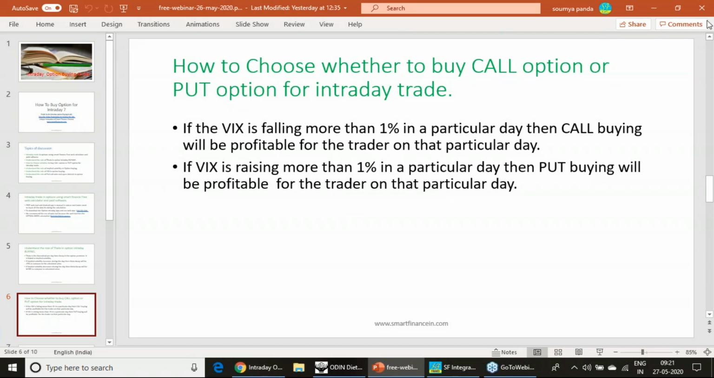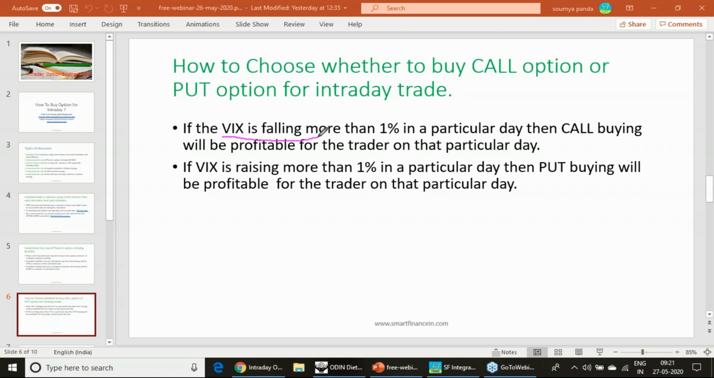Now, the choice of buying a call or put option depends upon the VIX parameter. If you use this parameter, you will get great success. Yesterday you saw that we bought the 9,100 call option. It went up to 112, though we had calculated 115. Theta value was there, so 2 to 3 rupees reduced and 112 happened, then it came back. We entered at the 103, 104 level, got 112 and came out.